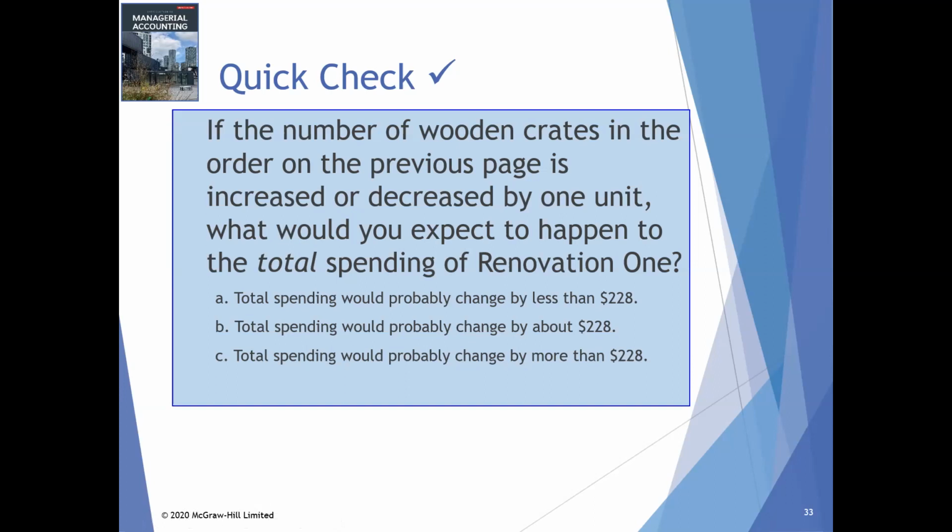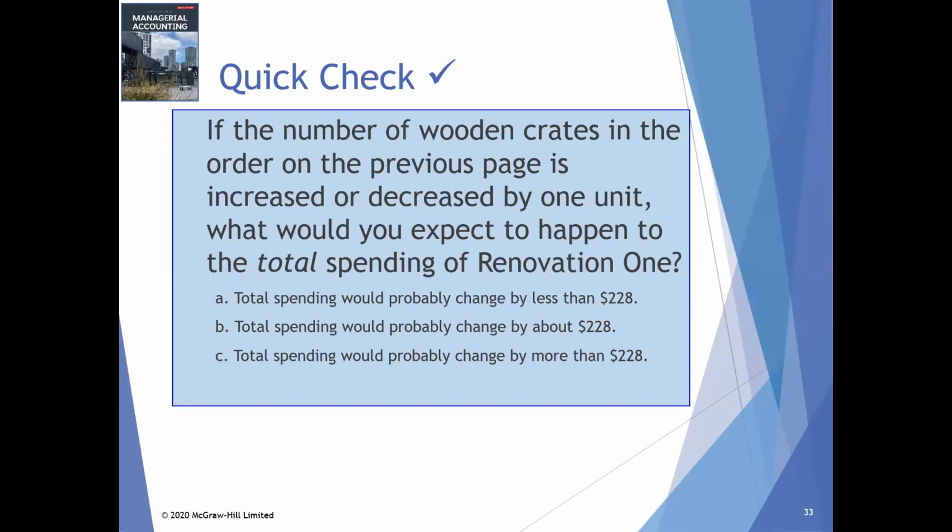If the number of wooden crates in the order on the previous page is increased or decreased by 1 unit, what would you expect to happen to the total spending of renovation 1? So what will happen?